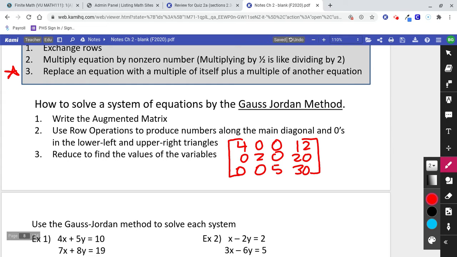That's a 2 in the middle there, not a Z. Anyway, that's a 2. Okay, so notice it says we want numbers along the main diagonal.